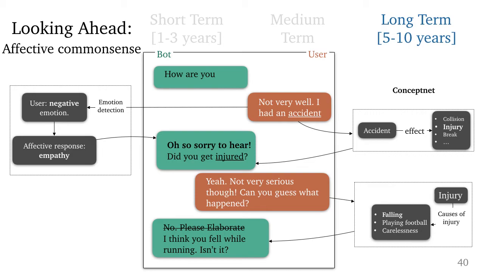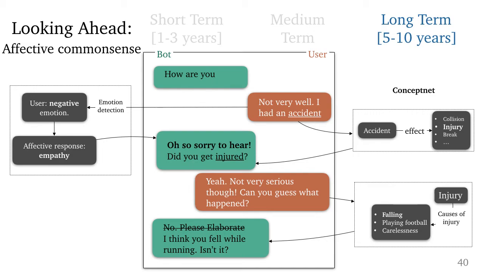Then the bot, if it has understood the personality or hobby of the user, generates the response accordingly. Instead of selecting other terms like carelessness, it should select that falling could be the reason, because the person has a habit of running every evening. So this is a very generalized case. In an ideal scenario, we should have a dialogue system which is personalized and affective, which has all the capabilities.